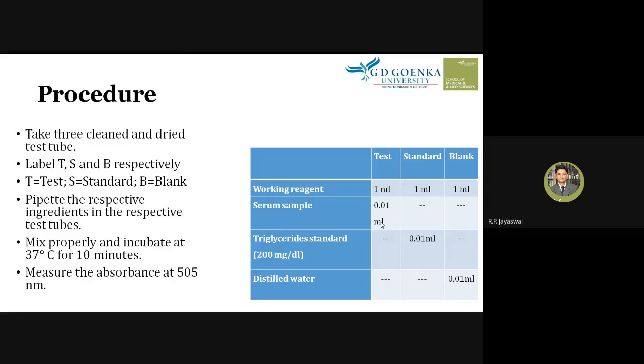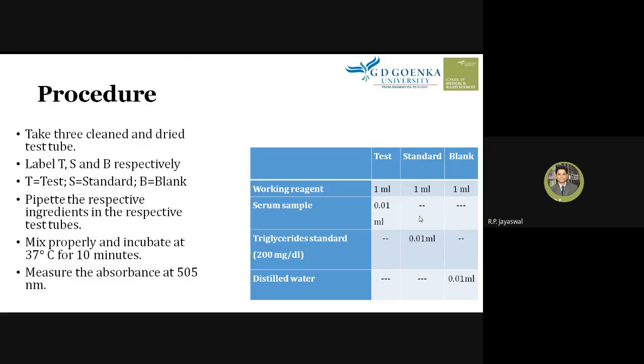To measure the absorbance at 505 nanometer, with the help of the colorimeter we can measure the absorbance of the test and absorbance of the standard at 505 nanometer against the blank. Blank is taken to calibrate the colorimeter. We can make it 0, and against the blank we can take the OD, or absorbance, of the test and absorbance of the standard.